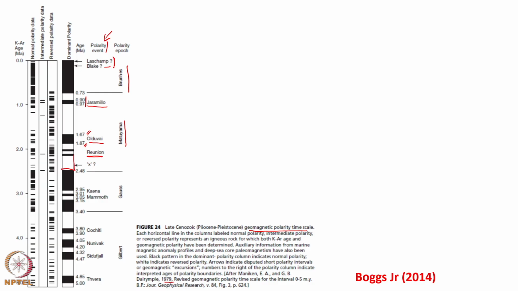This is a disputed place. As of 1979, it was not clear whether there was normal polarity or reverse polarity, and here is the caption. Further down within the Gauss, there are Kaena and Mammoth polarity events. Within the Gilbert, there are Cochiti, Nunivak, Sidufjall and Thvera. With time, the refinement in magnetostratigraphic concepts keeps going, and I am going to give you two examples where the old concept gets modified.